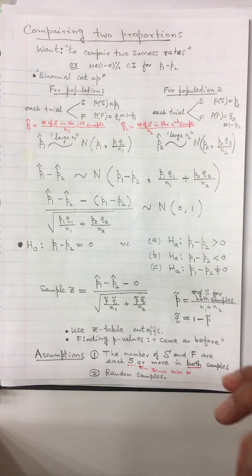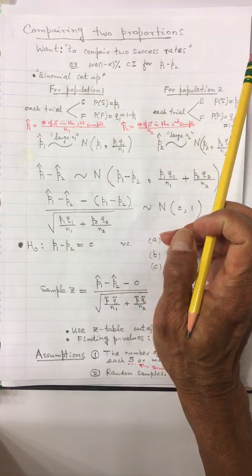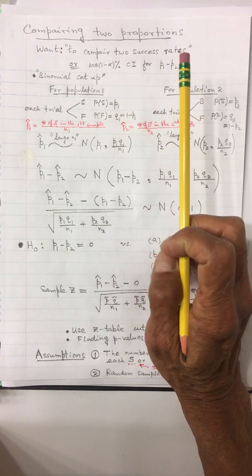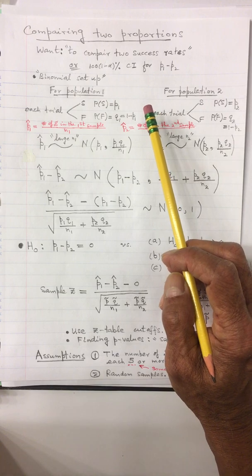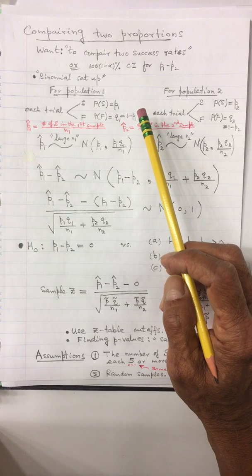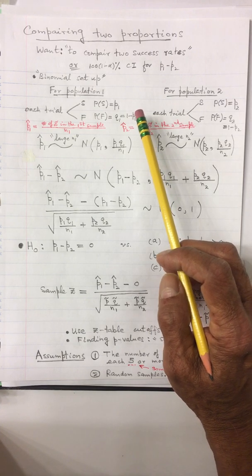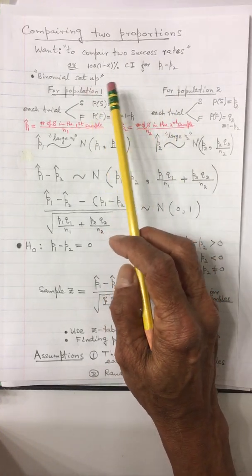In this video, we are going to look at how to compare two proportions. In other words, we want to compare two success rates. Say, for example, suppose you have two methods to detect cancer, and you want to compare which one is better. If you can detect the cancer correctly, the one with the higher detection rate is the better one.